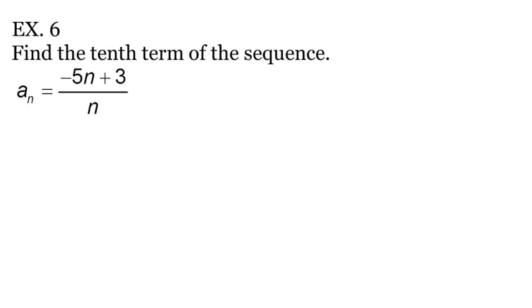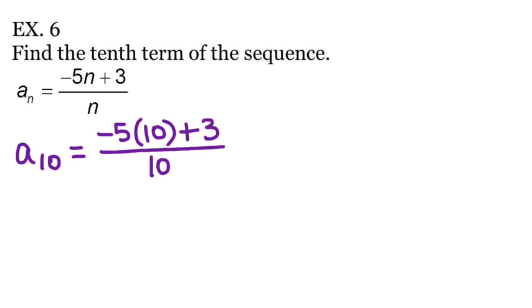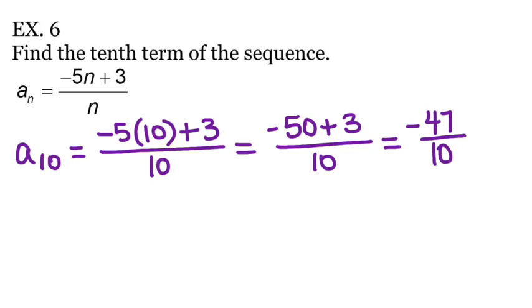Example 6, again, finding the 10th term of the sequence. We're just plugging in 10. So a sub 10 is going to equal negative 5 times 10 plus 3, divided by 10. So negative 50 plus 3 divided by 10, which is negative 47 divided by 10, and you can write that as negative 4.7.